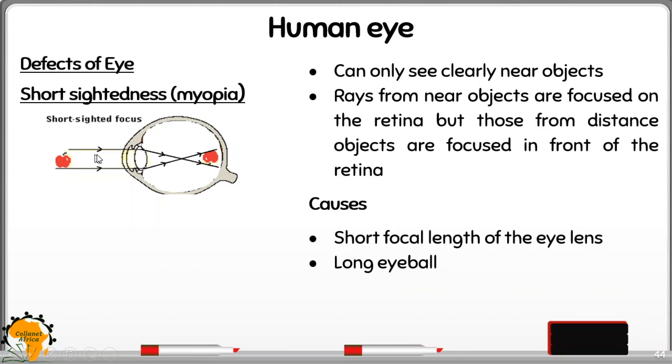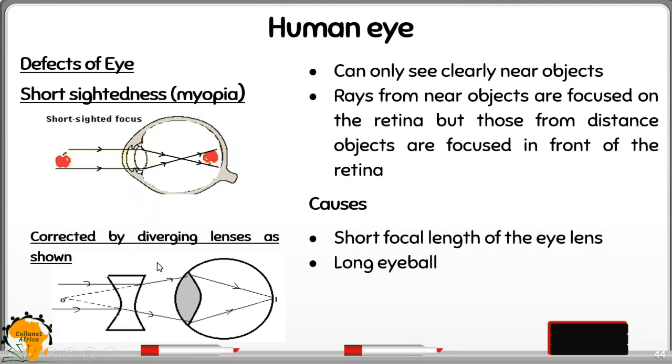So we have this case in the diagram. The near objects are brought to focus correctly, but those distant objects are focused in front of the retina. How do we correct this? We use a concave lens, or what we call a diverging lens, as you can see here. So the rays are diverged and they are able to bring that image into focus at the retina, so that we are able to view properly the objects that are far away from you.